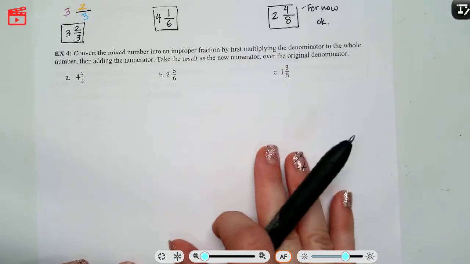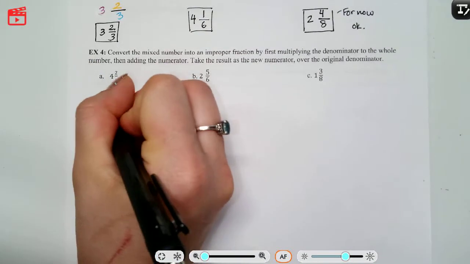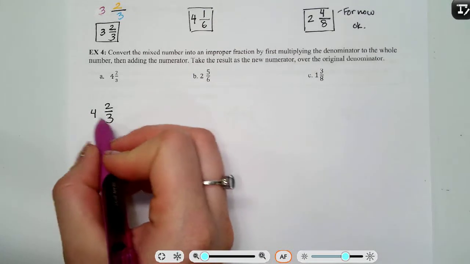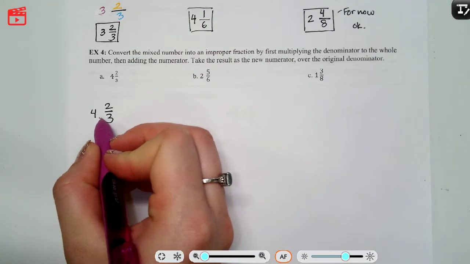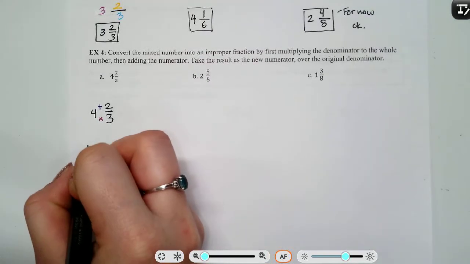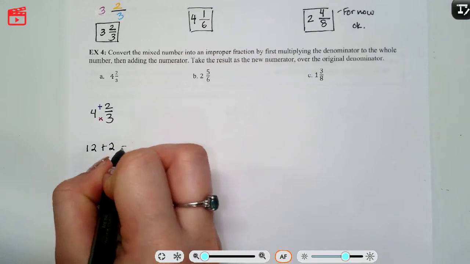Once again, a lot of information. So let's go ahead and do an example. 4 and 2/3. So the plan. First, we will multiply the 3 times the 4. And then whatever that product is, we're going to add it to 2. So let's see. 3 times 4 is 12. And then we're going to add 2 to 12, and we get 14.